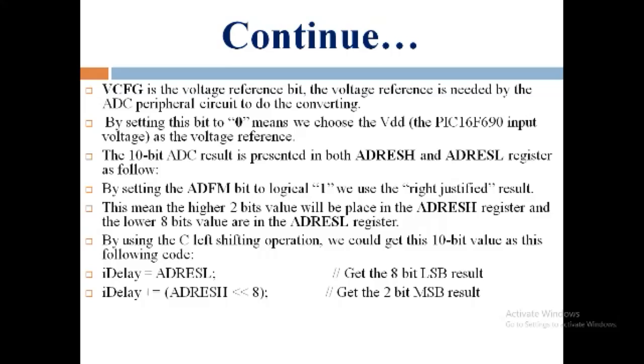By using the C left shifting operation, we can get this 10-bit value with the following code. i_delay = ADRESL; // get the 8-bit LSB result. Then i_delay += (ADRESH << 8); // this will get the 2-bit MSB result.